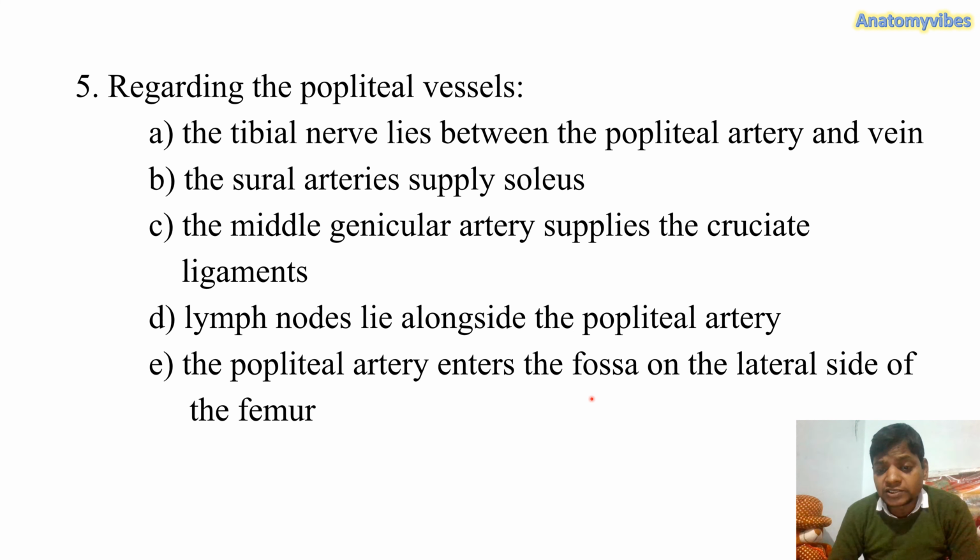Popliteal artery enters the fossa on the lateral side of the femur. As we have discussed, at the apex of the popliteal fossa, the artery is medial. So it will enter on the medial side of the femur, not the lateral side. So again this is incorrect. So the correct statement is C. Middle genicular artery supplies the cruciate ligaments. Hope this is clear to you.